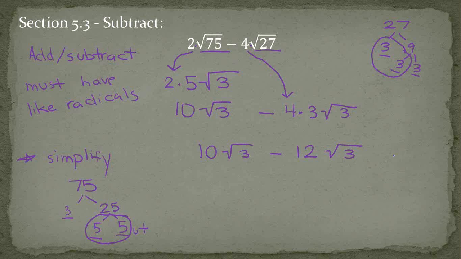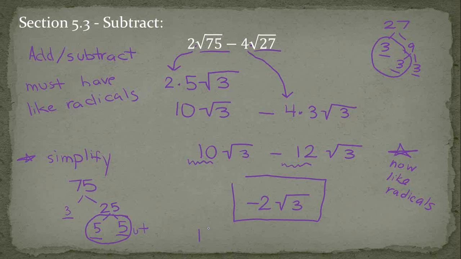And now the magic happened. Now we have like terms. Now they are like radicals. So after we simplified, now that they're both radical 3 and radical 3, we can go ahead and subtract. 10 minus 12 is negative 2, and you leave the radical the same. So the answer you would choose is negative 2 radical 3.